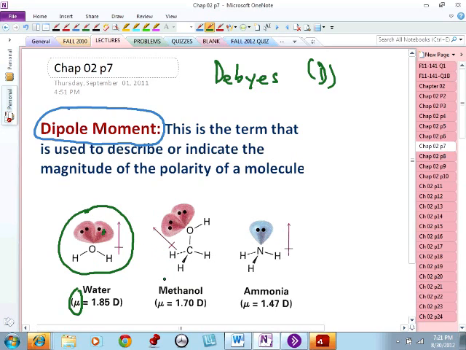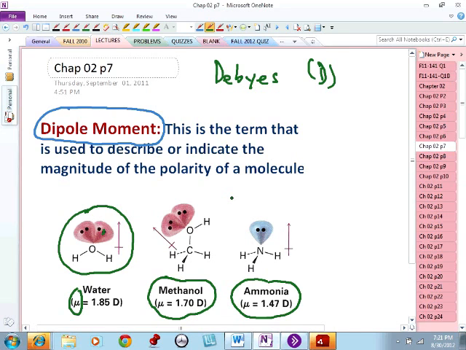Then we look at methanol, this other molecule here. We say it has a dipole moment of 1.70 D. And ammonia has a dipole moment of 1.47 D. What this is telling you is that water is more polar than each one of these other molecules. In other words, there is a greater uneven distribution of electrons within the water molecule than the rest of them.